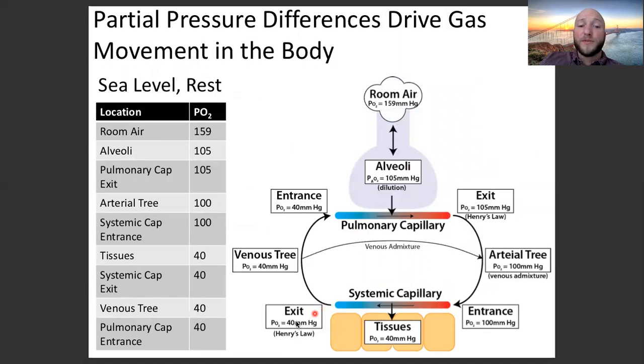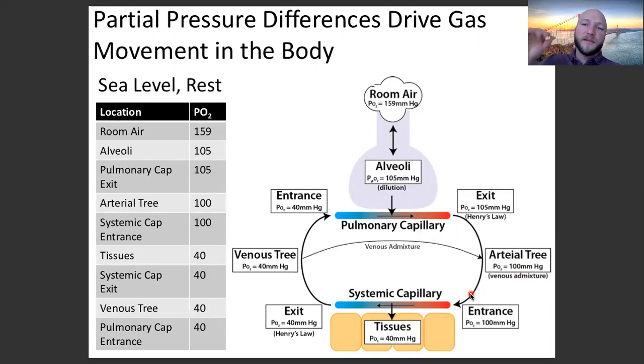Let's see how it moves around our bodies. So we talked about how when our blood leaves our pulmonary circulatory system, it's going to be at about 105 millimeters of mercury of oxygen partial pressure. It's going to move into our arterial tree. There's going to be a little bit of venous blood mixed in, which is going to bring it down to about 100 millimeters of mercury partial pressure oxygen.